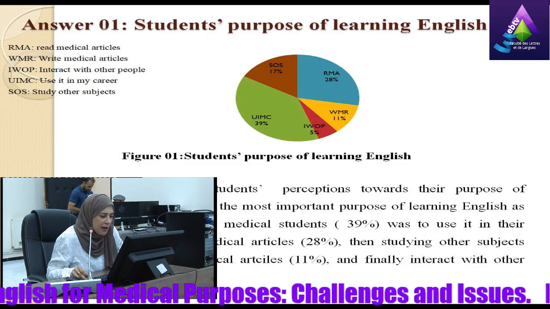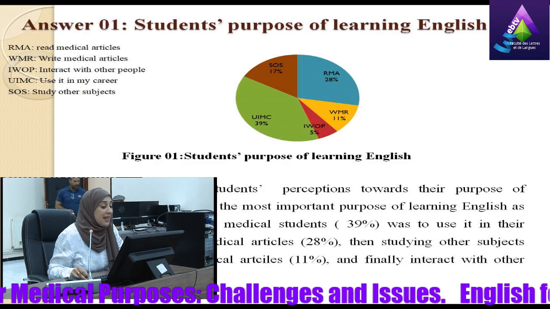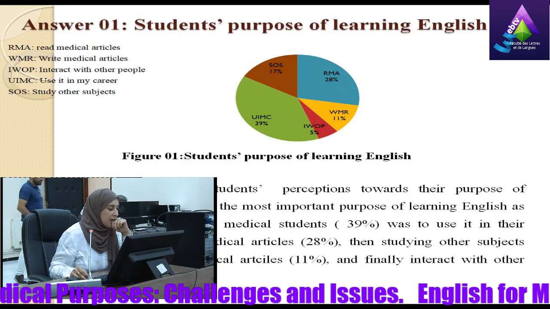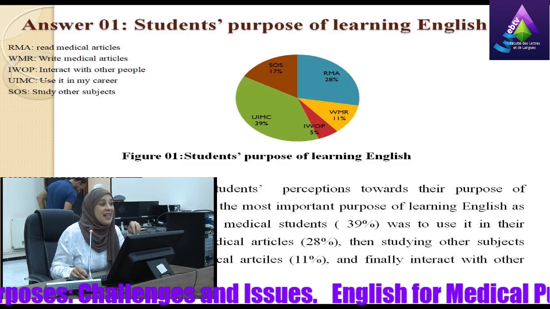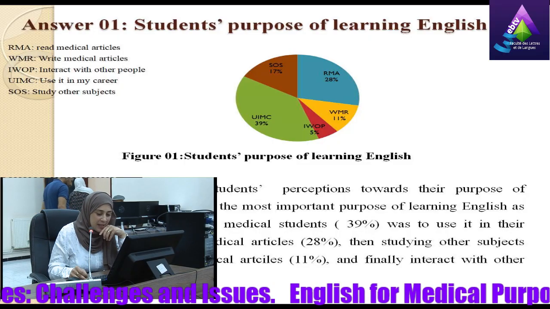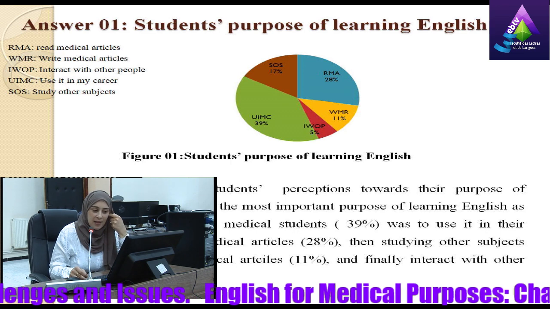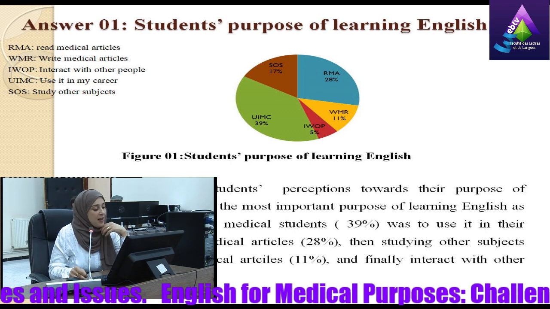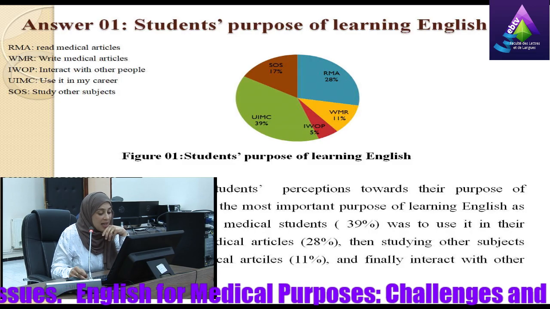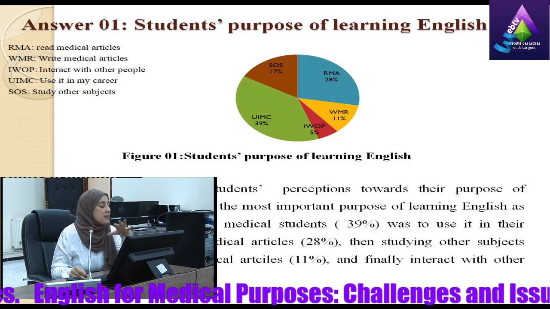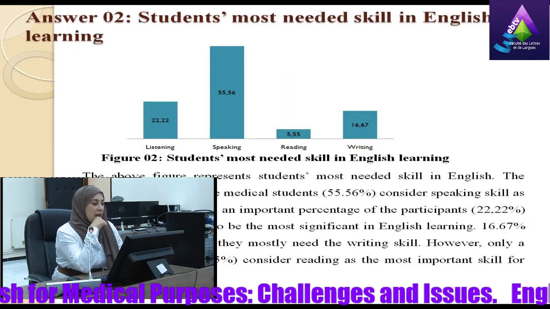As we see, most of the students, that is 39%, said that their purpose of English is to use it in their career, followed by, I think, reading medical articles with 28%, then studying other subjects 17%, followed by writing medical articles 11%, and finally interacting with other people. This got the least percentage.